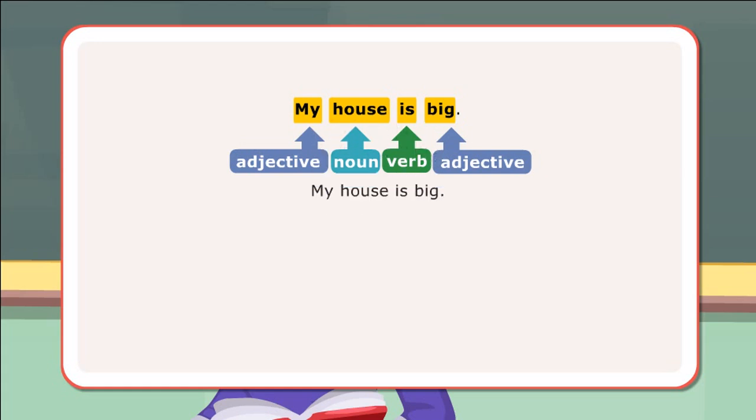The first letter of each sentence must be capitalized. Example: M in my, the first letter of the sentence. One punctuation mark is essential in a sentence: a full stop, question mark, or exclamation mark used at the end of a sentence. Example: full stop at the end.